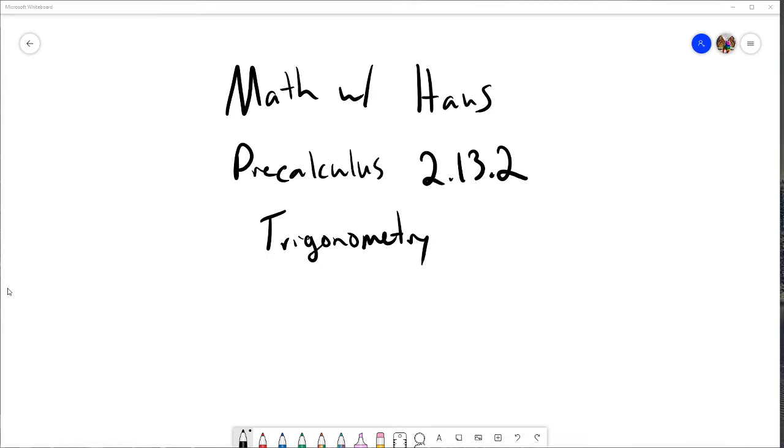We're continuing investigating the graphs of the trig functions. So, in the previous video, in Part 1, we looked at the graph for sine and cosine. In this video, we are going to look at tangent and cotangent.